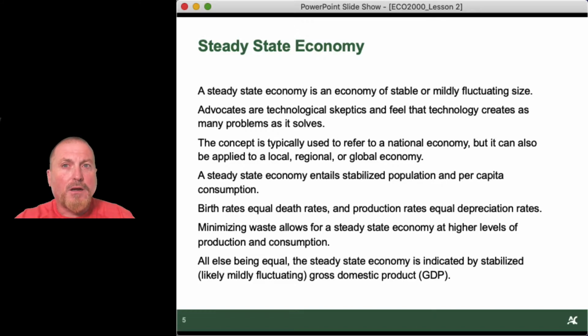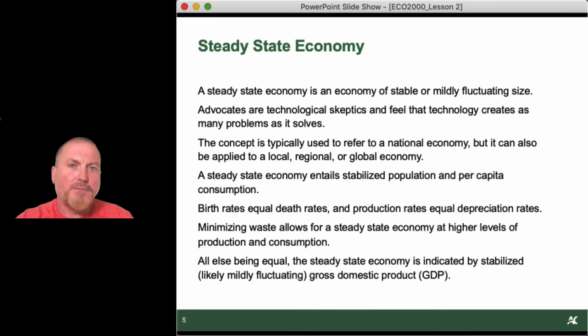The concept is typically used to refer to a national economy, but can also be applied to local, regional, or global economies. A steady state economy entails stabilized population and per capita consumption. Birth rates equal death rates, and production rates equal depreciation rates of natural capital. Minimized waste allows for a steady state economy at higher levels of production and consumption. All else being equal, the steady state economy is indicated by stabilized gross domestic product.